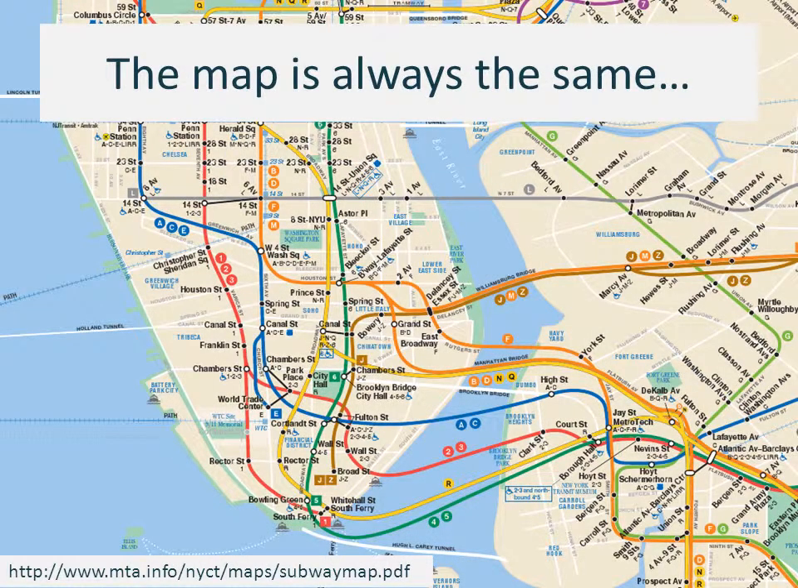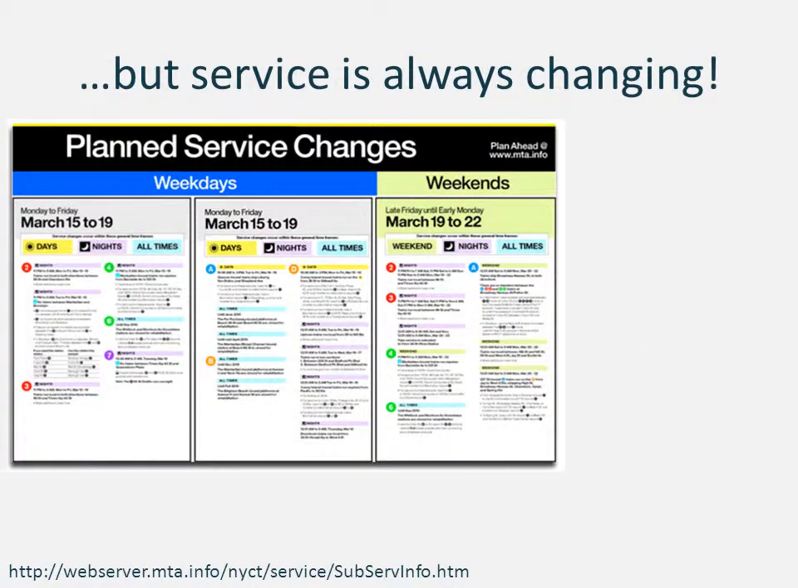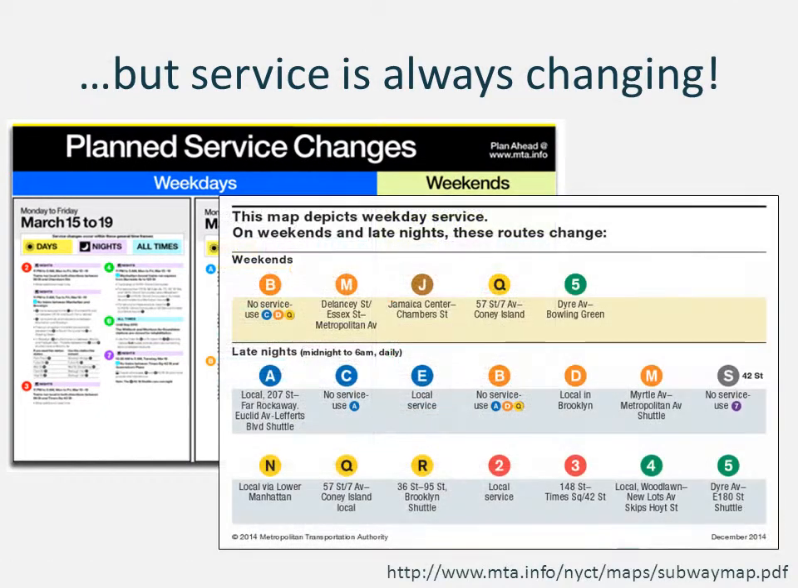The MTA's New York City subway map is an essential resource for getting around the city, but the map always looks the same, regardless of whether there are service changes or if a rush hour, weekend, or late night schedule is in effect.